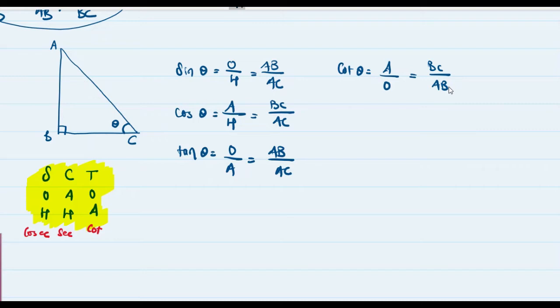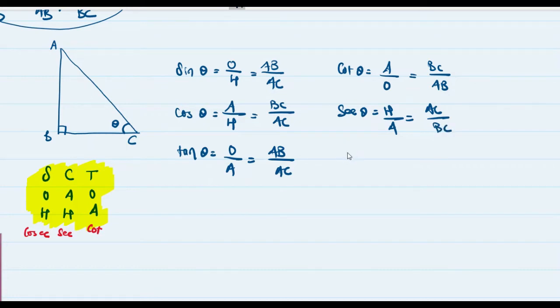That's why I always refer to this particular naming of these sides, that is opposite, adjacent and hypotenuse. Next trigonometric ratio is sec theta, and sec theta is hypotenuse upon adjacent. So what is hypotenuse? Hypotenuse is AC, and what is adjacent? Adjacent is BC. That is the value of sec theta.